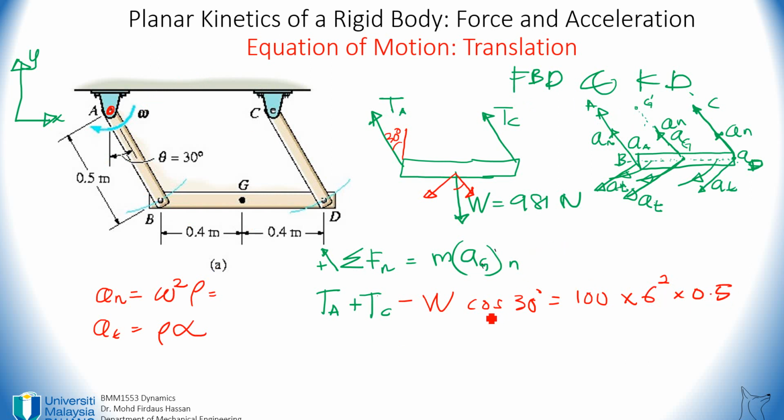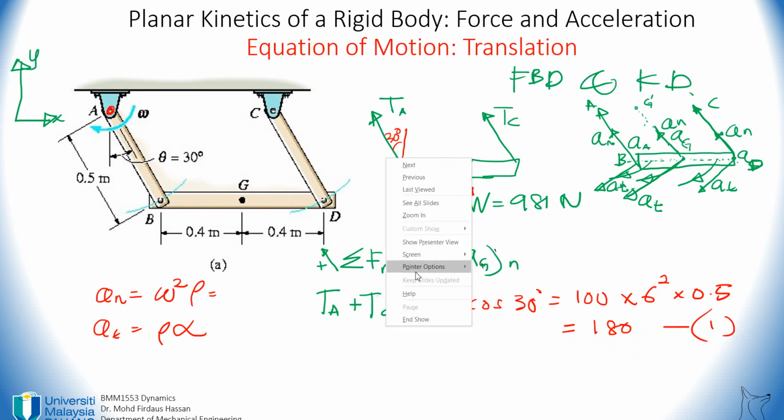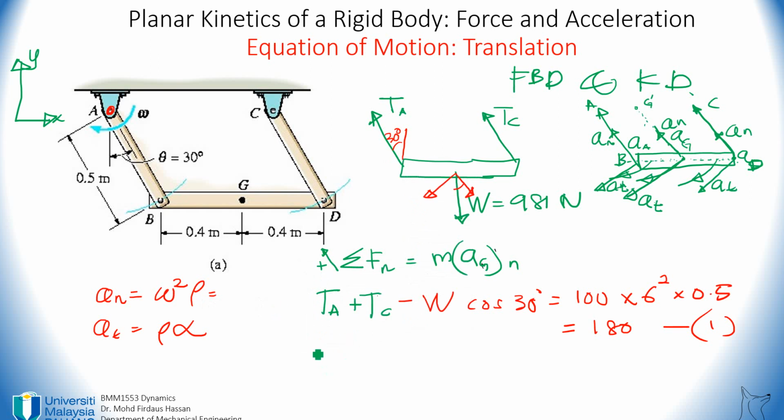So you have two equations here. Sorry, you got the equation here. I can put this as 180. So this is the first equation. I change to the color green. So tangential component, and they say this direction is positive. Summation of force in tangential component is equal to M a_Gt.